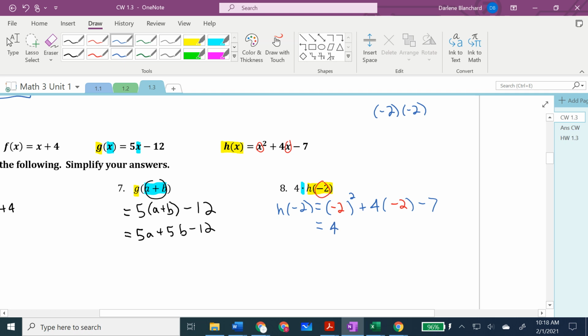Why do you put the negative 2 in the parentheses? I got lost there. Okay.